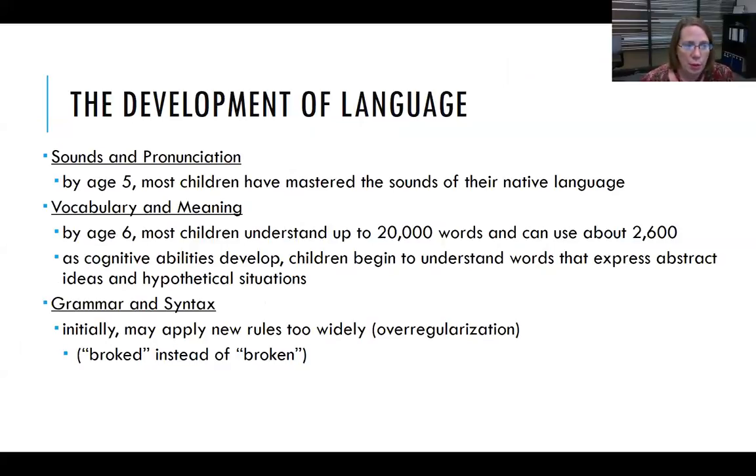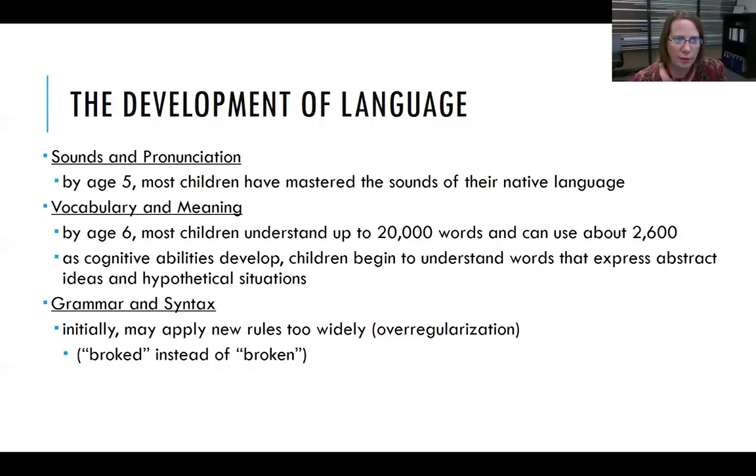Some points on vocabulary and meaning. By age 6, most children understand up to 20,000 words and can use about 2,600. So they understand more. What they call receptive language, those are the words that they understand. And the 2,600 are the words that they can use, and those are expressive. So receptive, you receive it. Those skills are stronger than their expressive skills. But as time goes on, obviously that's going to even out.